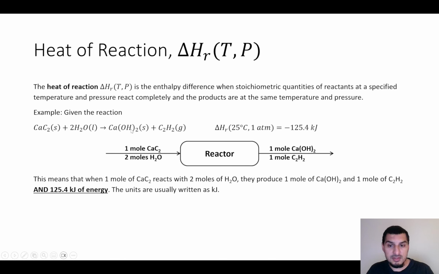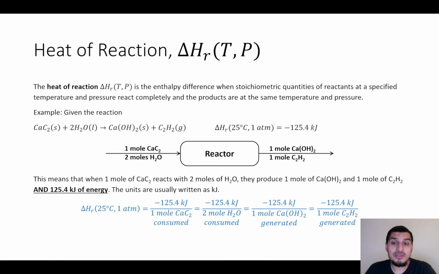When we see this reaction, we understand that 1 mole of calcium carbide reacts with 2 moles of water to produce calcium hydroxide plus acetylene and 125.4 kilojoules of energy. So this is the meaning of the heat of reaction. And this delta H is based on this reaction as written, meaning that delta H equals negative 125.4 kilojoules for 1 mole of calcium carbide reacting, for 2 moles of water reacting, for 1 mole of calcium hydroxide produced, and for 1 mole of acetylene produced. Keep in mind that these are all related.